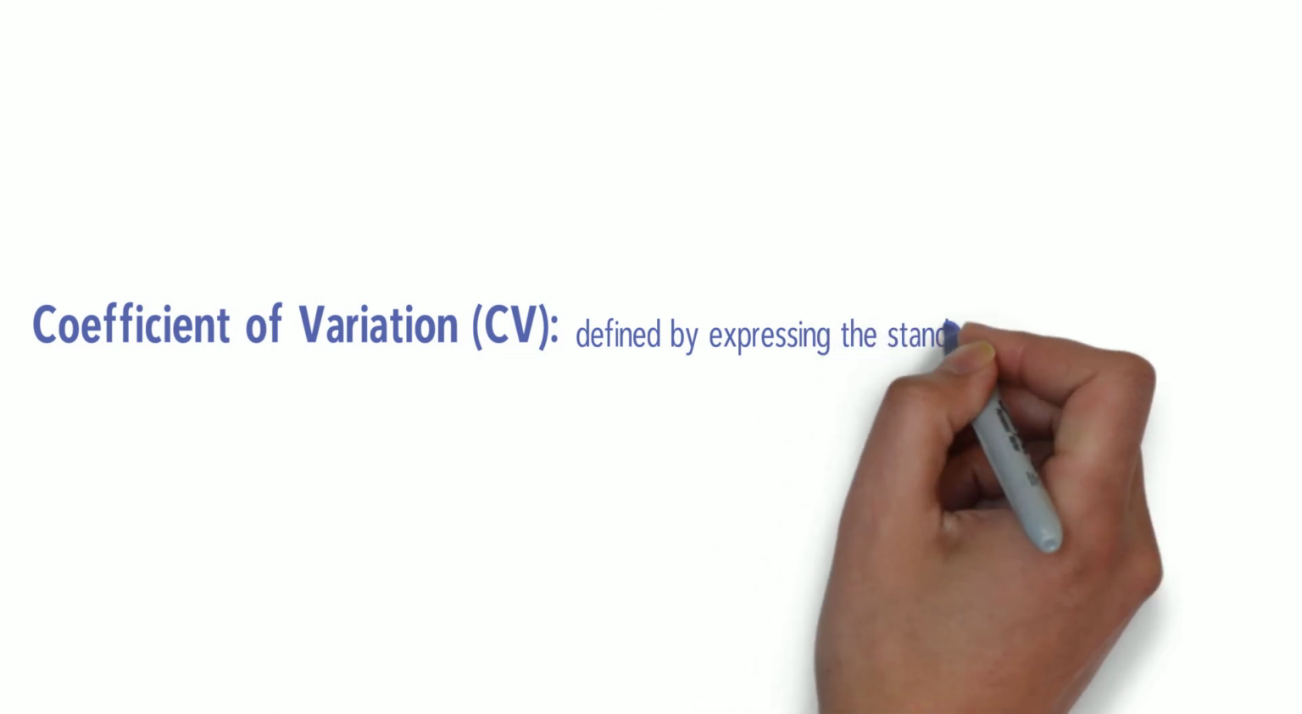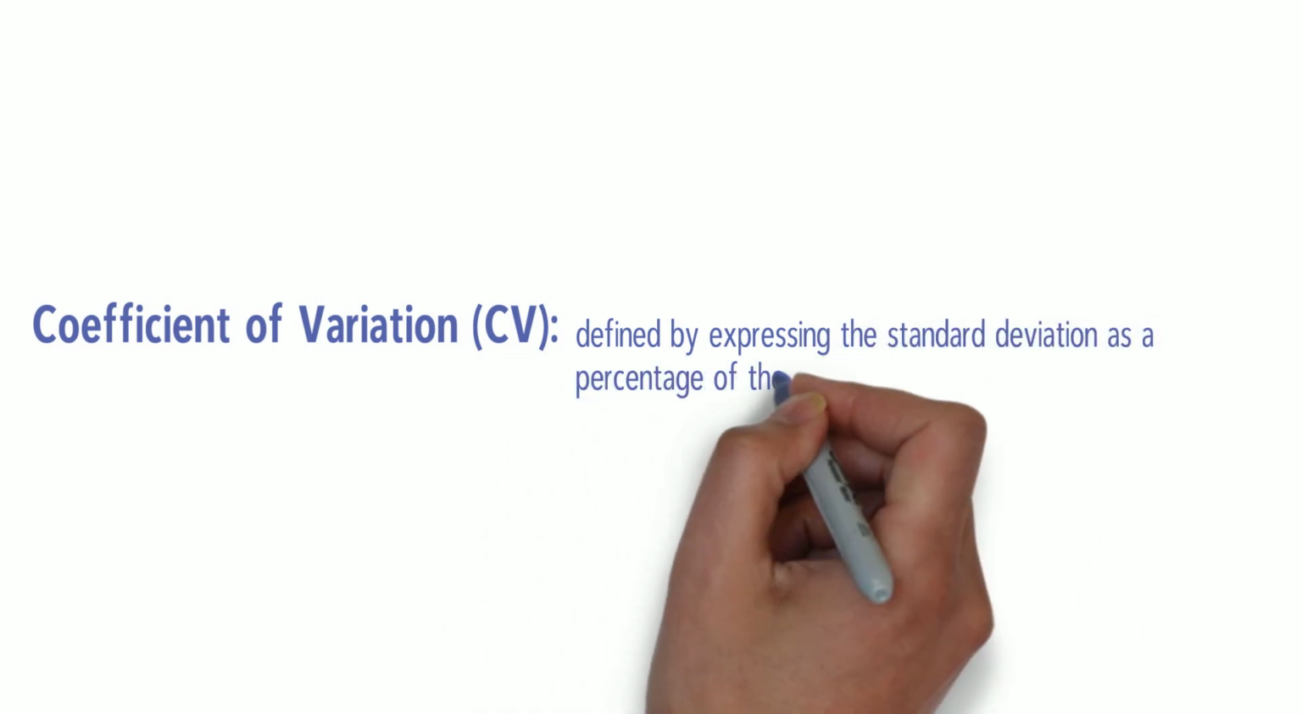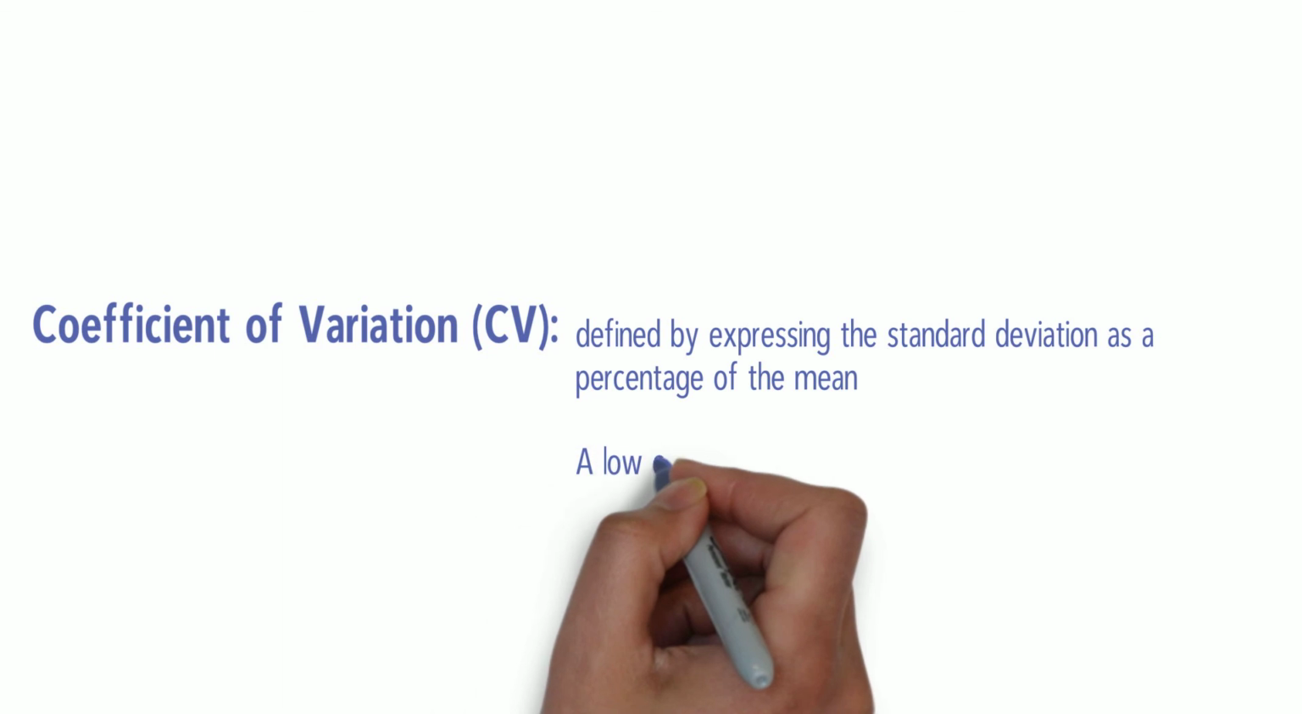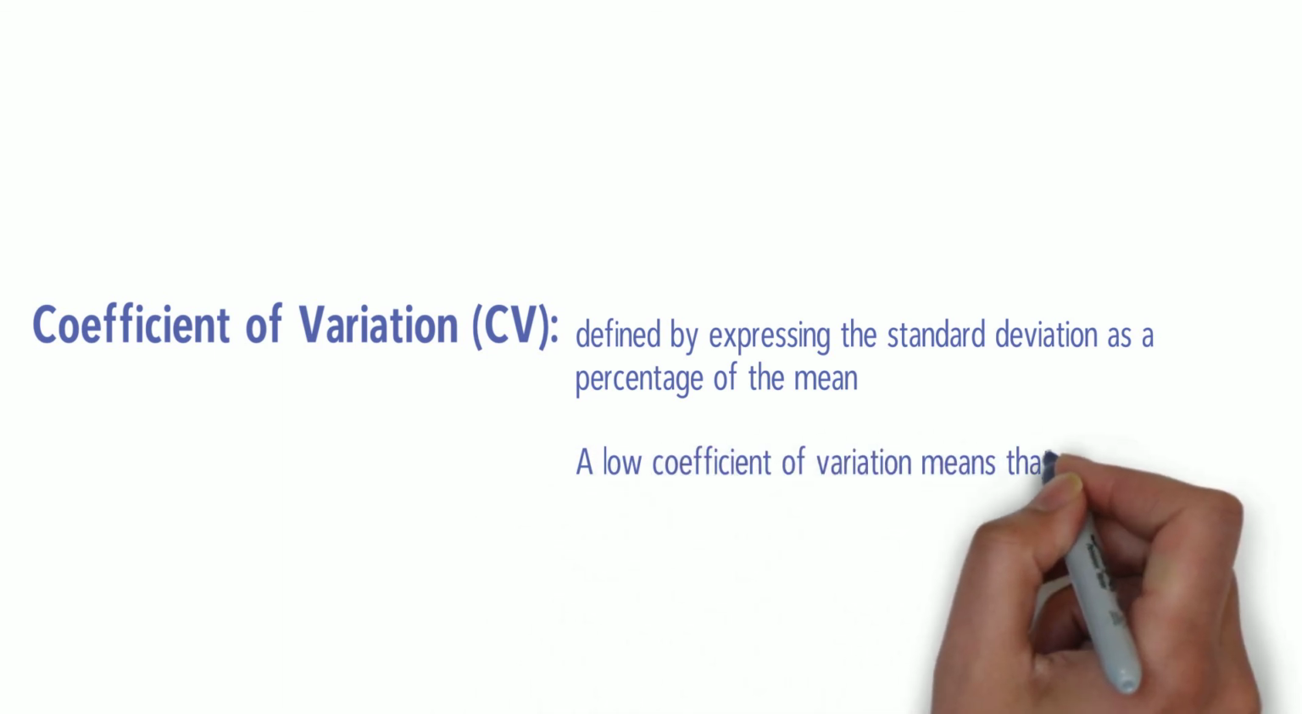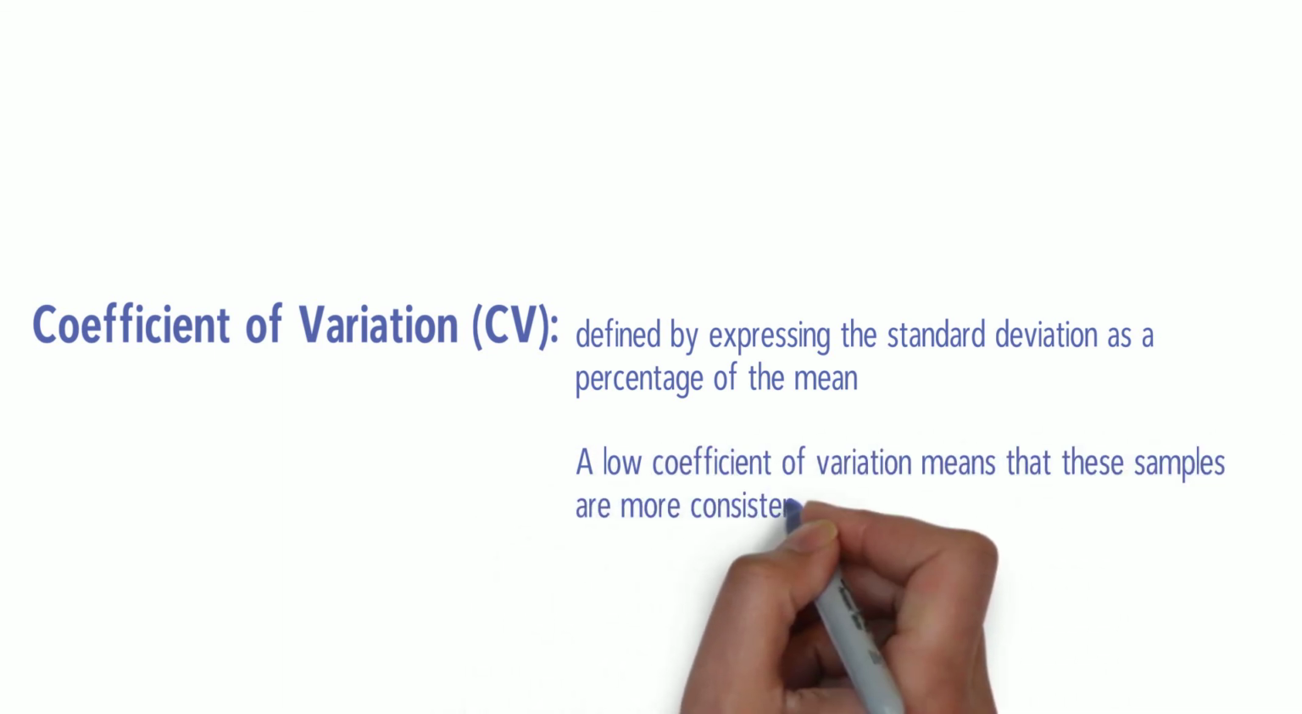Now, what happens if you want to compare the spread of 2 samples that differ in magnitude, or even 2 datasets that use entirely different units? One way that we are able to do this is by using the coefficient of variation, often denoted as CV. The coefficient of variation is defined by expressing the standard deviation as a percentage of the mean. A low coefficient of variation means that these samples are more consistently the same.